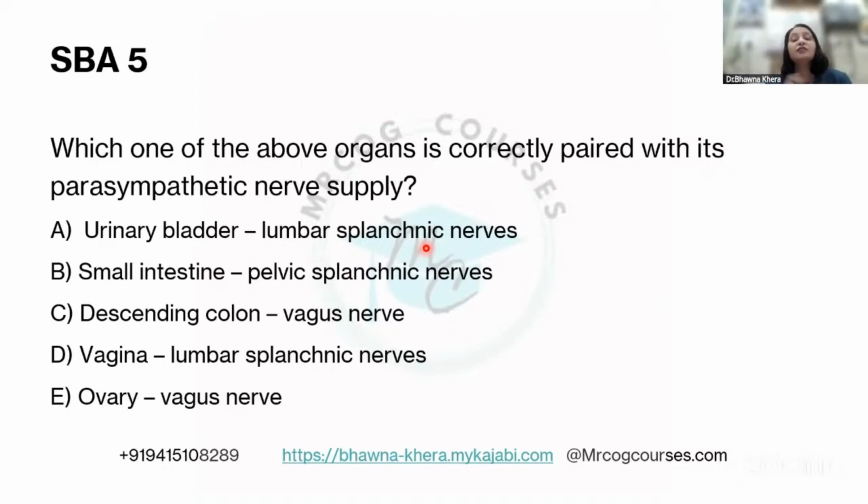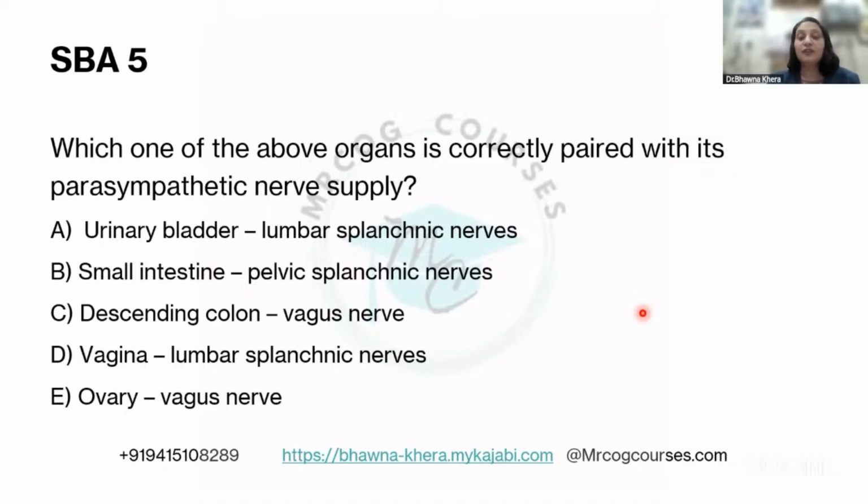Small intestine: we read that till the splenic flexure of the large intestine, it is the vagus nerve. So the correct pair for the small intestine is the vagus nerve. Now coming to the descending colon. It is after the splenic flexure, right? So it should be supplied by the pelvic splanchnic nerves. Here it is the vagus nerve, so this is also wrong. Vagina is supplied by the pelvic splanchnic nerve, so again D is wrong. So E is the correct answer, right?